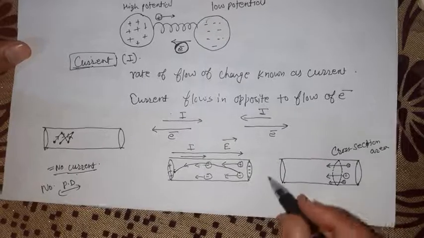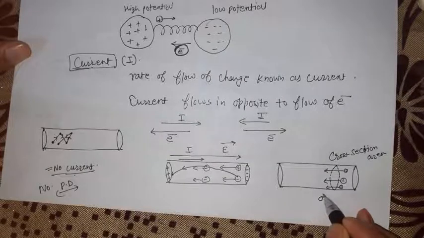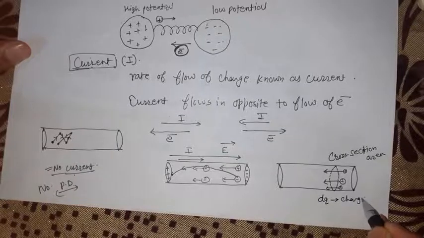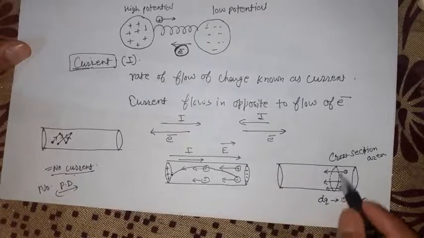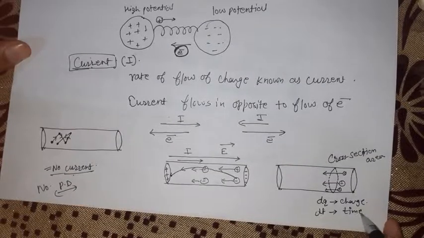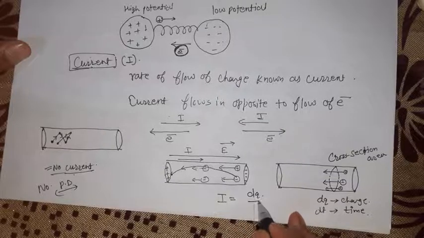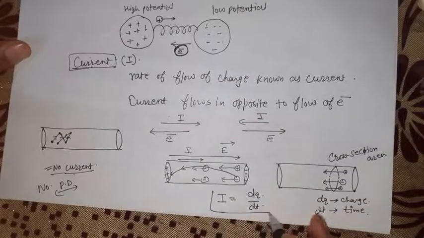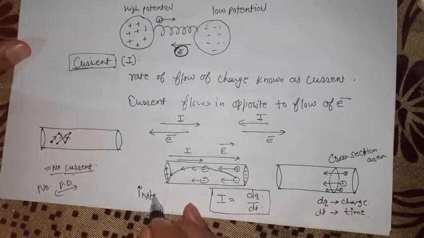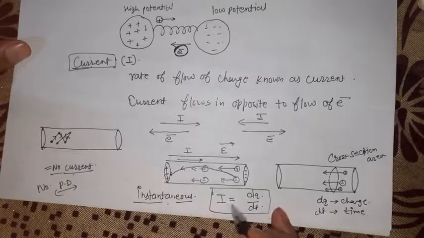So if I suppose that dq is the charge which is going to flow through this small area in time dt, then how much is the current? This current will be given by dq by dt. This is the current, dq by dt. This current is said to be the instantaneous current, that is, how much the current is at any instant of time.